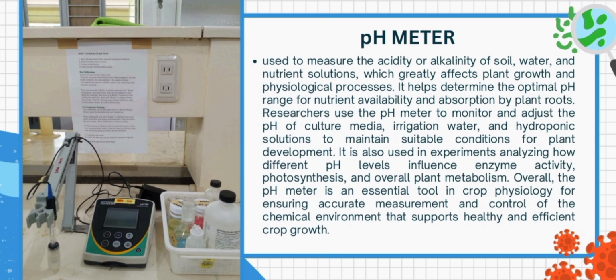It is also used in experiments analyzing how different pH levels influence enzyme activity, photosynthesis, and overall plant metabolism. Overall, the pH meter is an essential tool in crop physiology for ensuring accurate measurement and control of the chemical environment that supports healthy and efficient crop growth.